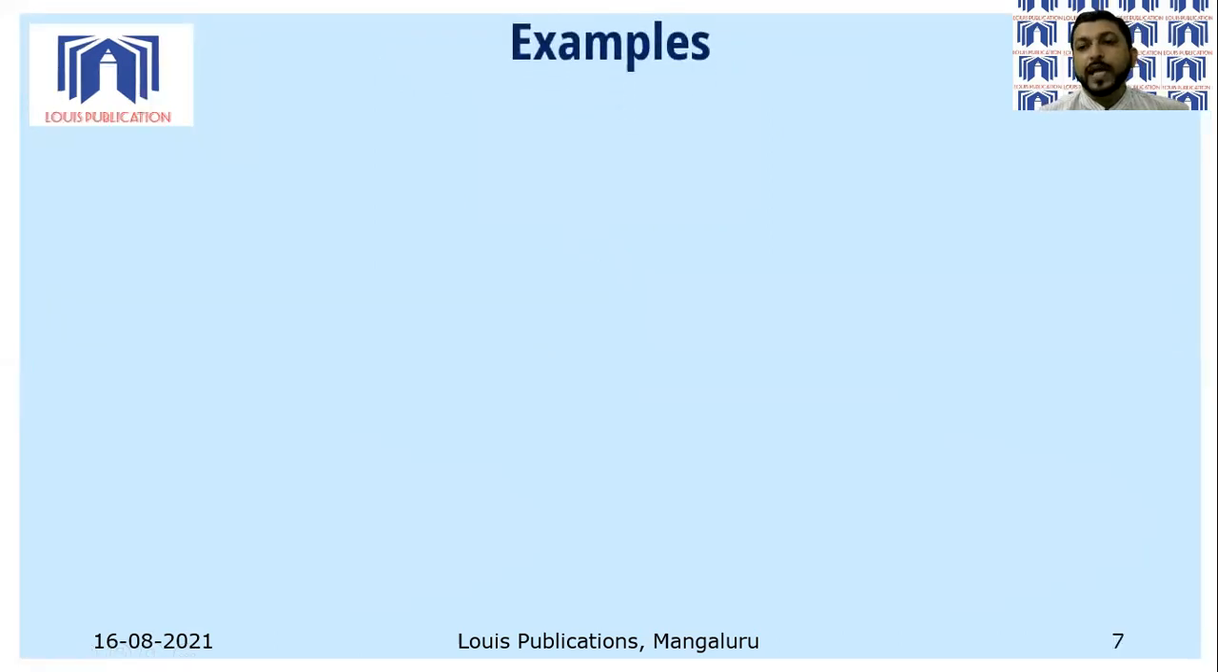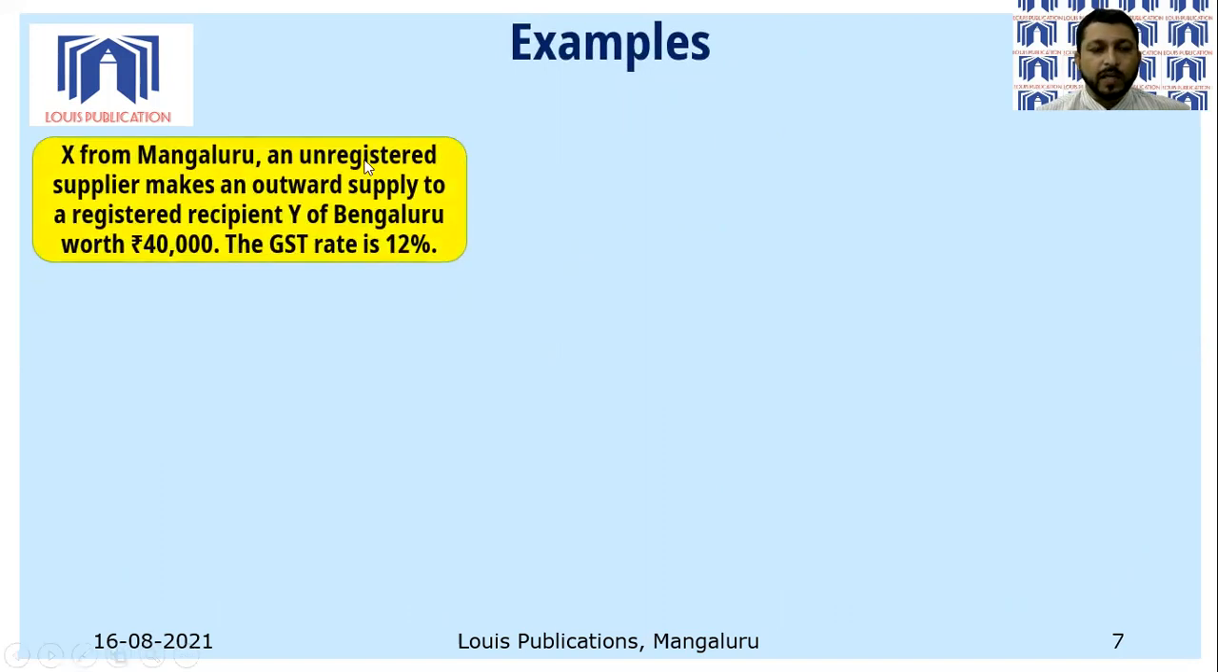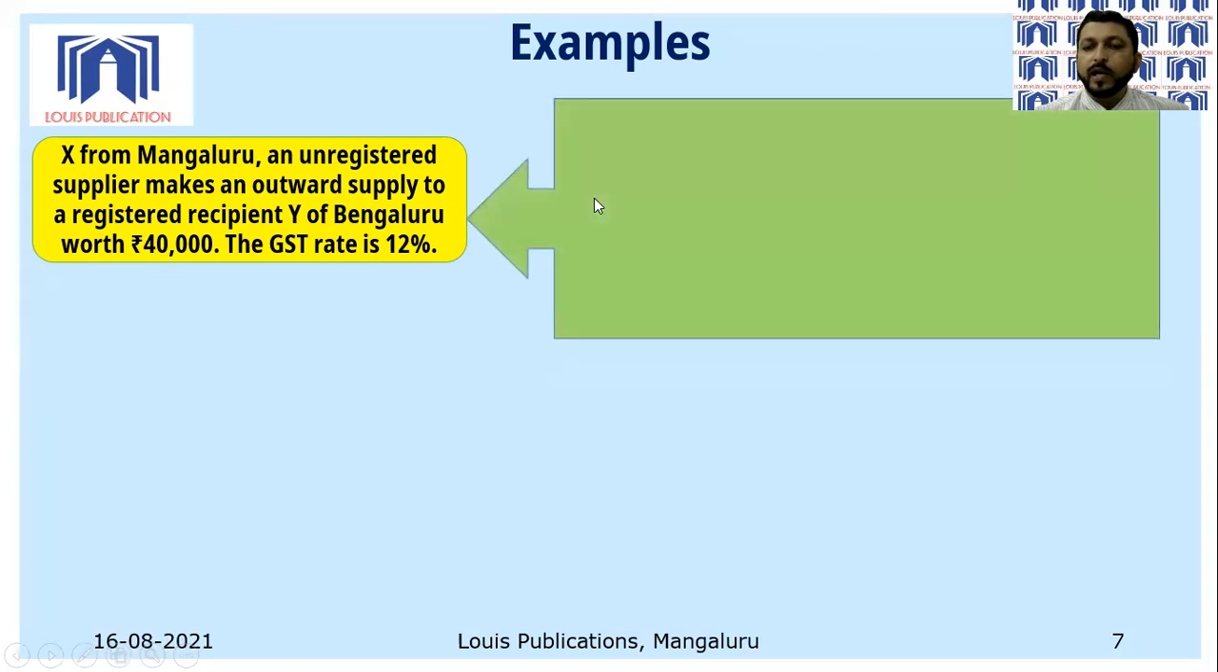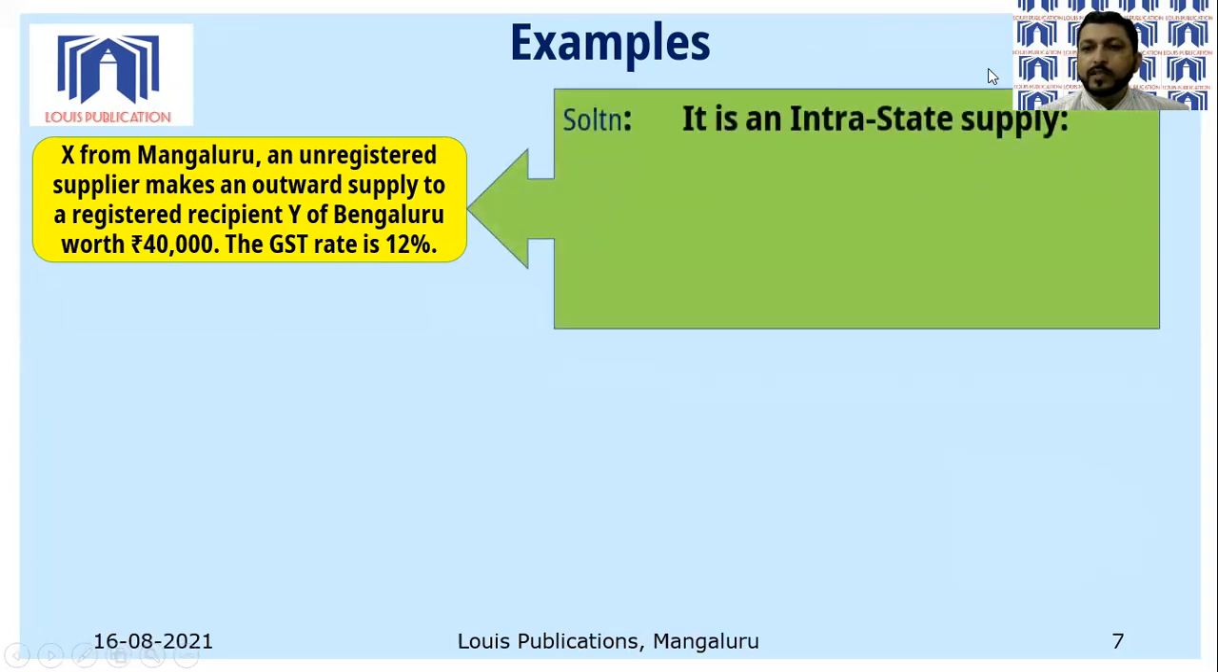Let's take a set of 4 examples. First example we will take: X from Mangaluru, Karnataka, an unregistered supplier. So X is not registered, he is unregistered. He is making an outward supply to a registered recipient Y of Bengaluru, worth rupees 40,000, GST rate is 12%. Now X is from Mangaluru, Y is from Bengaluru. So both these cities are based in Karnataka. So it becomes an intra-state supply.